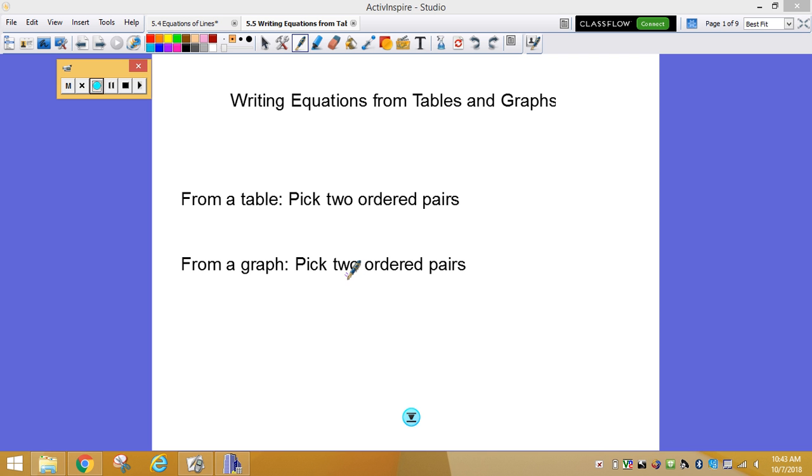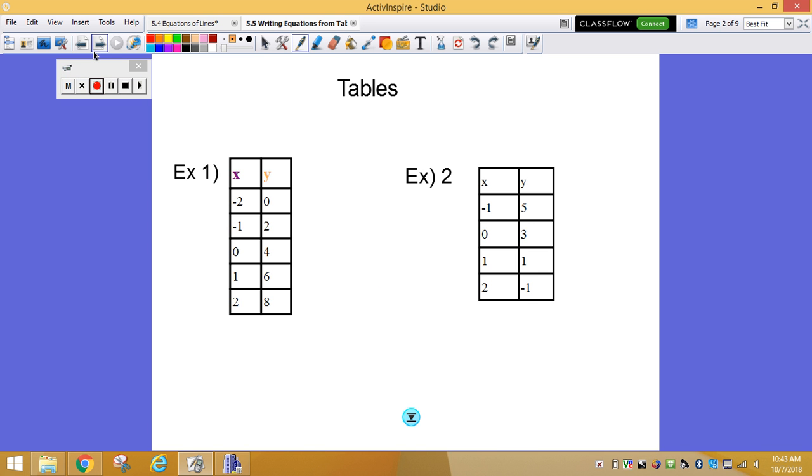So this is the same thing we kind of just did, writing equations, but this time it's going to be from tables and graphs. It's super easy. From a table, we're still just going to pick two ordered pairs. Same thing from a graph, we're going to pick two ordered pairs. So let's just get to it. Write down this table and I'll show you how to do it.